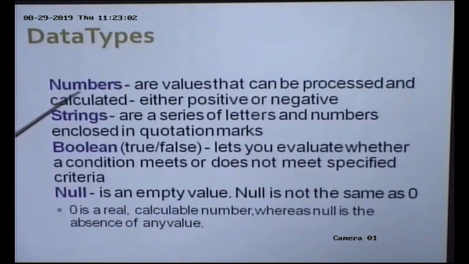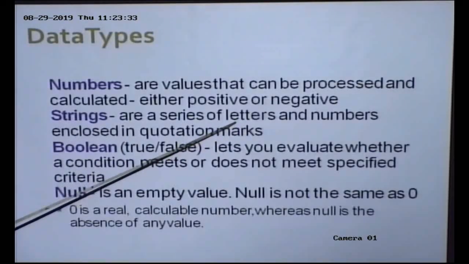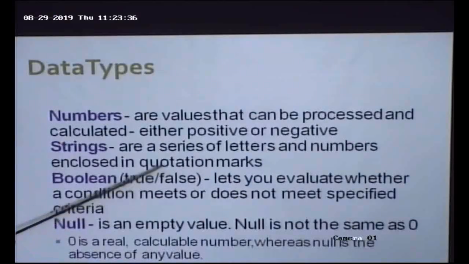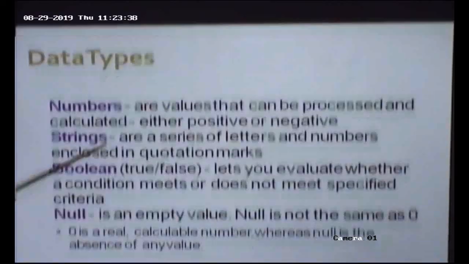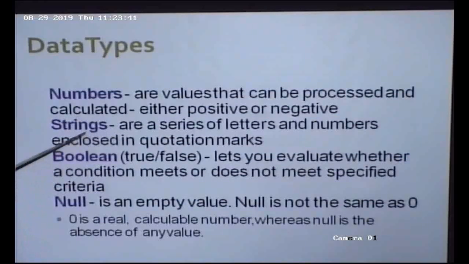The first one is the number. Numbers are values that can be processed and calculated, either positive or negative. You can see an example later. Now see what it says: when you are assigning any value to the variable, that value can be either positive or negative, so the variable takes the number type. Suppose you enclose a set of letters or numbers in quotation marks, then that becomes a string. A series of letters and numbers enclosed in quotation marks is a string data type.